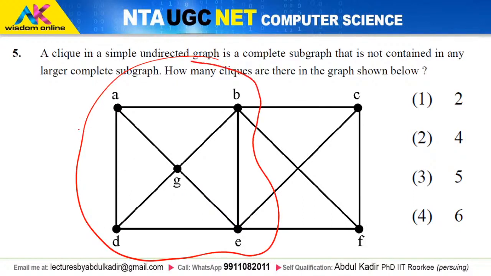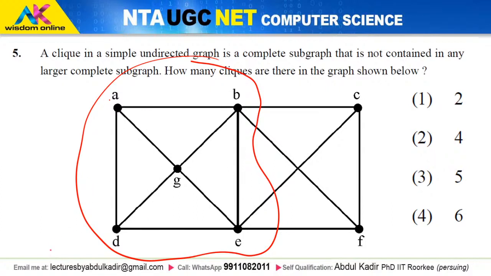First of all, this is not a clique. Why? Because this is not a complete graph. Remember, this is a graph on 5 vertices A, G, B, E, D. So there are 5 vertices in this graph. Okay, so this A, B, G, E, D is not a maximal clique.